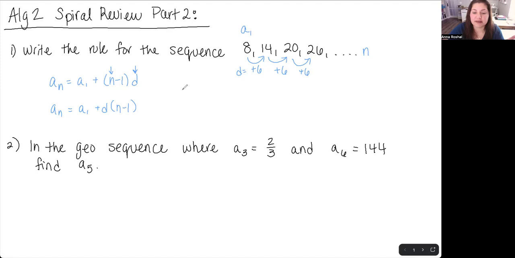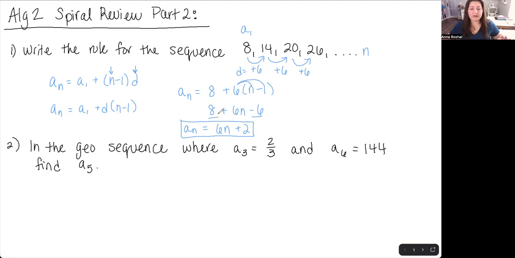So what I'm going to do is first, a sub n is going to be my first term 8 plus my common difference of 6 times n minus 1. I'm going to distribute this 6. I'm going to end up with 8 plus 6n minus 6. And then I can combine like terms. So I'm going to get a sub n is 6n plus 2. And that's it. That's my final answer. This is the rule for my sequence.